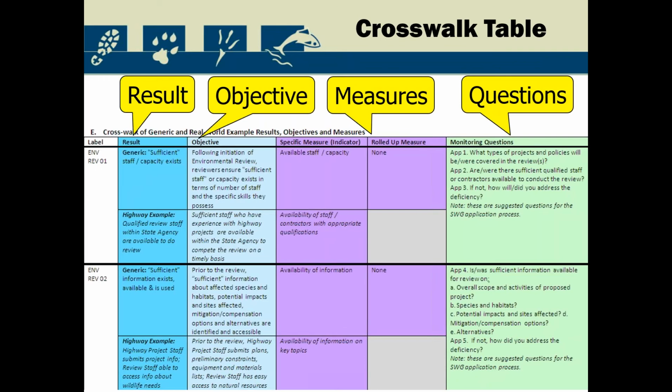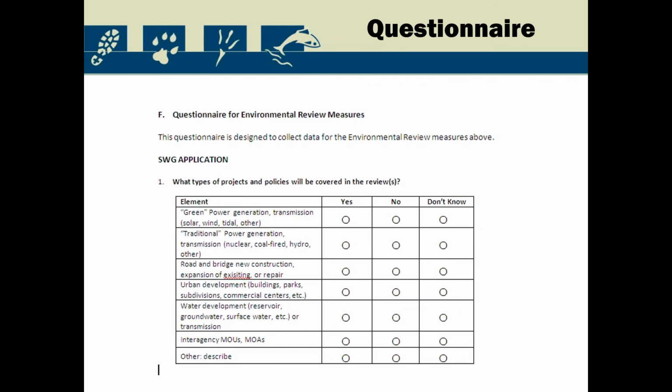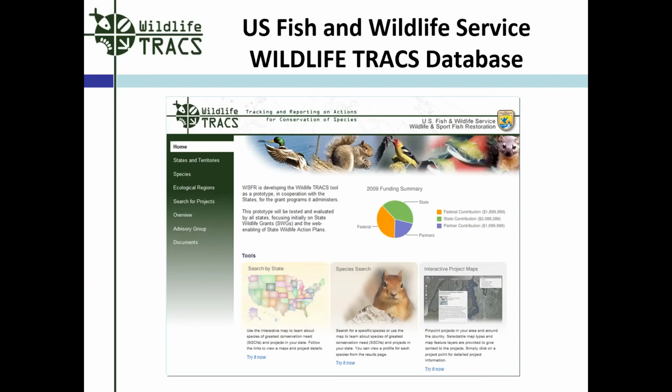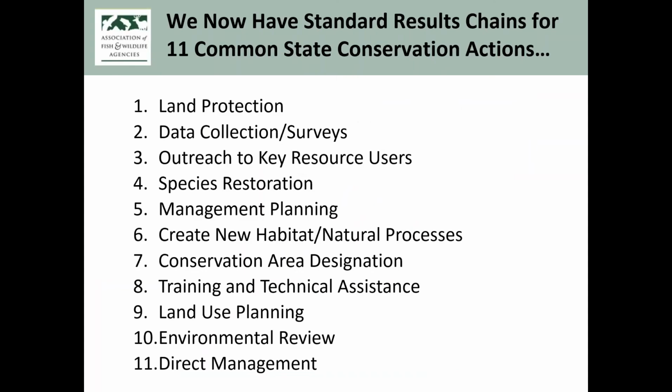So we were able to do that. That would lead to questionnaires that could be asked of grantees. All they would have to do is answer these questions related to that theory of change, and then based on that, we could put all that information into the Wildlife and Sport Fish Restoration's TRACS database, where they could roll up this information and make sense of it. So we now have standard results chains for 11 common state conservation actions.